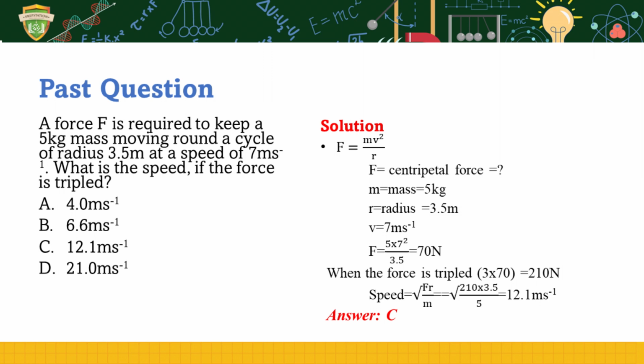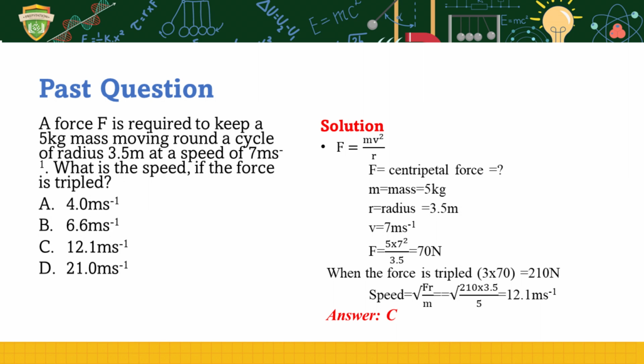From the first part of the question, the mass given here is 5 kilograms, the radius is 3.5 meters, while the velocity of motion is 7 meters per second. If you substitute these parameters into the equation mv squared over r, you have 5 multiplied by 7 squared all over 3.5. After substituting these figures, you will notice that your answer is 70 newtons.